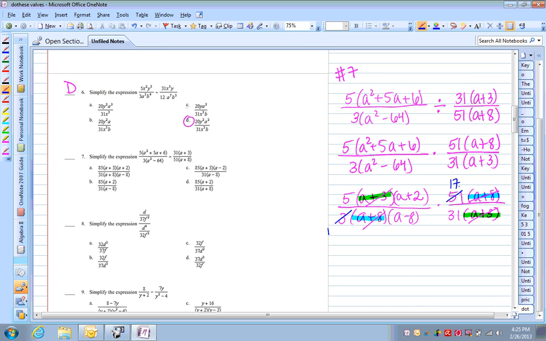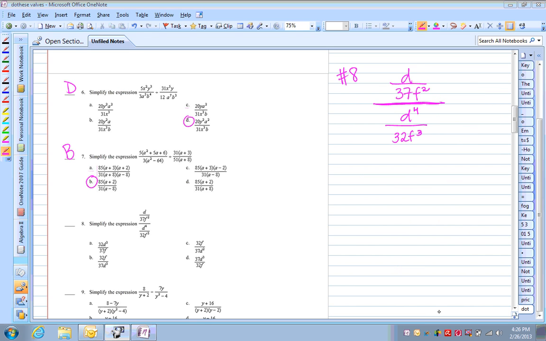So now I can go ahead and multiply across the top and the bottom. So I multiply 5 times 17, and that gives me 85. And I'm left with 85 times a plus 2 on the top. And then I'm left with 31 times a minus 8 on the bottom. So the answer to number 7 is answer choice B. Okay, let's move on to problem 8.